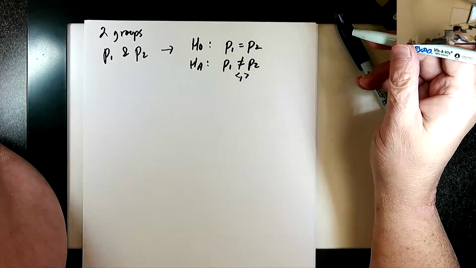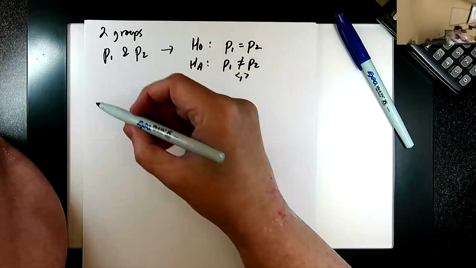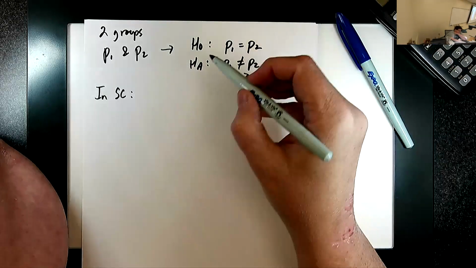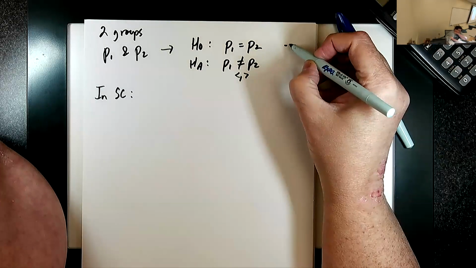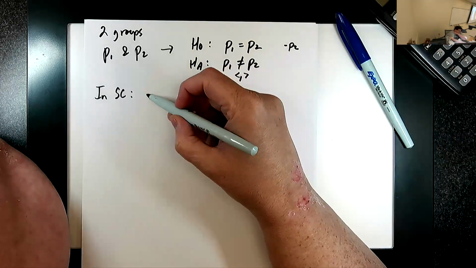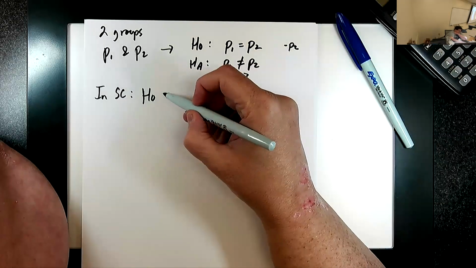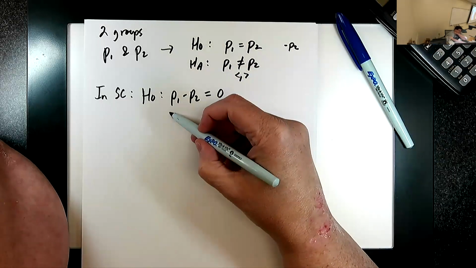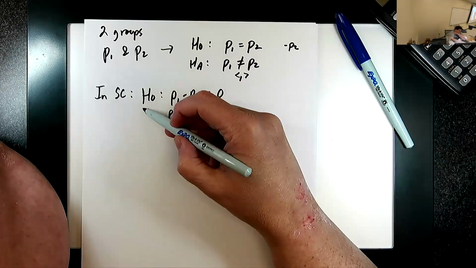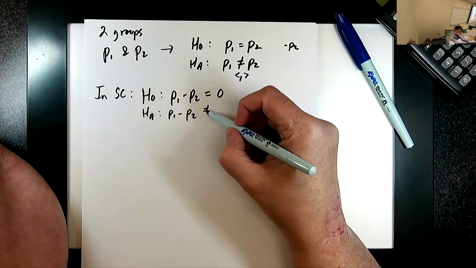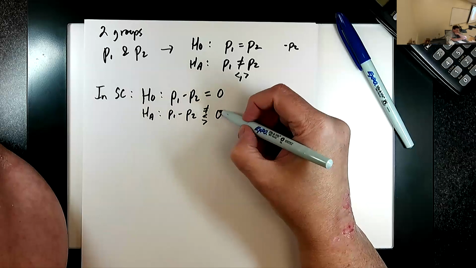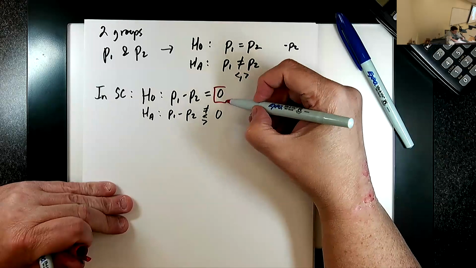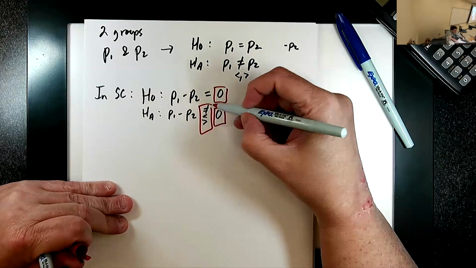The computer doesn't record it like this in StatCrunch. What they do is they subtract P2 over. They do minus P2 on both sides, and you get H naught is P1 minus P2 equals 0. And P1 minus P2 for HA is, this is where we have the not equals, less than or greater than 0. And they actually have this as a field you can edit. These are the editable fields.